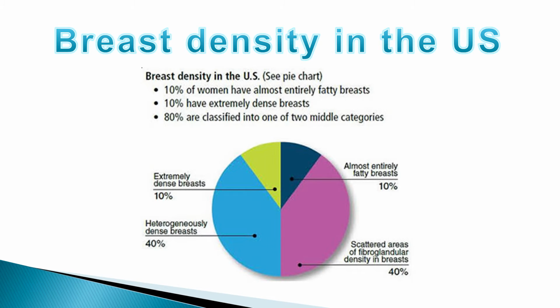The majority of women have breast densities in the B and C categories. 10% of women have breasts that are almost entirely fatty, and about 40% each have breasts in density category B and C. The final 10% have extremely dense breasts or category D.